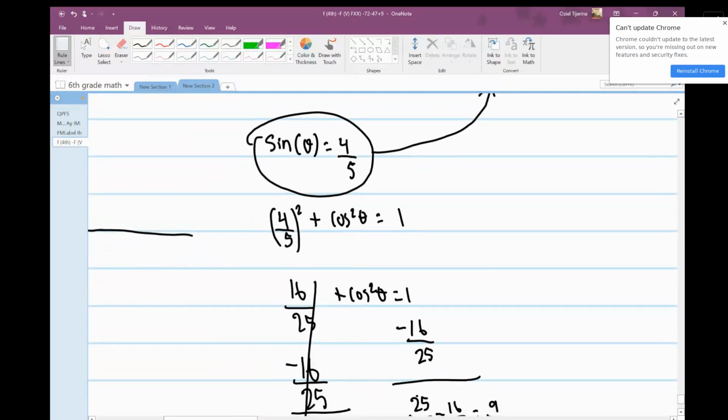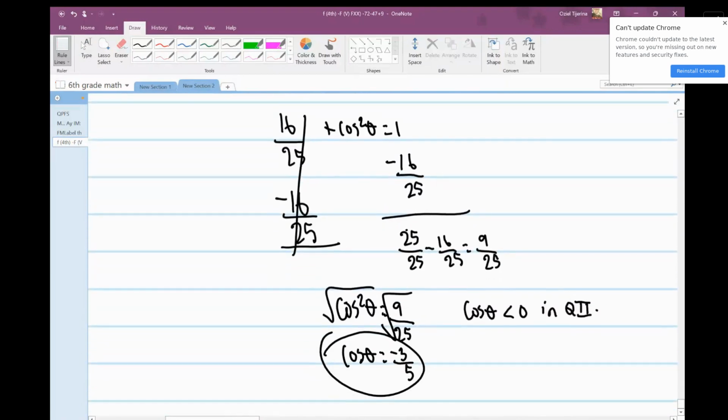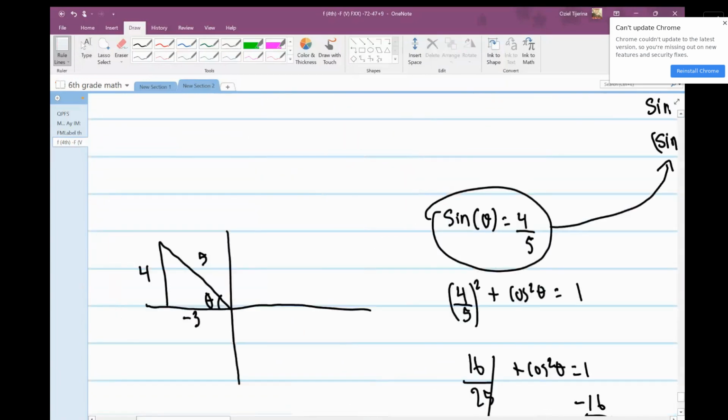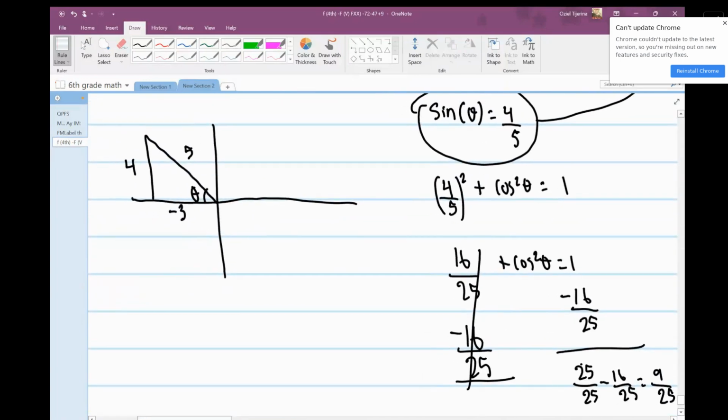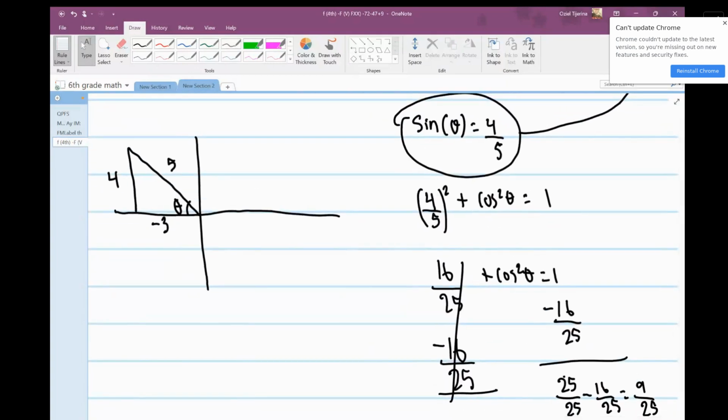So I did 16 over 25 on both sides. I solved for cosine squared theta, and I got cosine squared theta equals 9 over 25. Now, because it's saying that it's in the second quadrant, since 90 is less than or equal to theta is less than or equal to, or actually I think it's 90 is less than theta is less than 180. So here's 90 and here's 180, meaning that the angle is in this quadrant here, right?